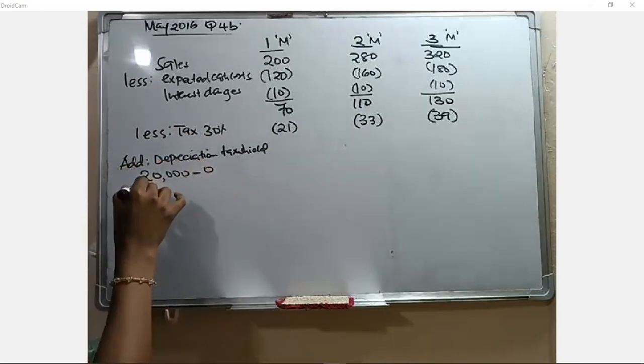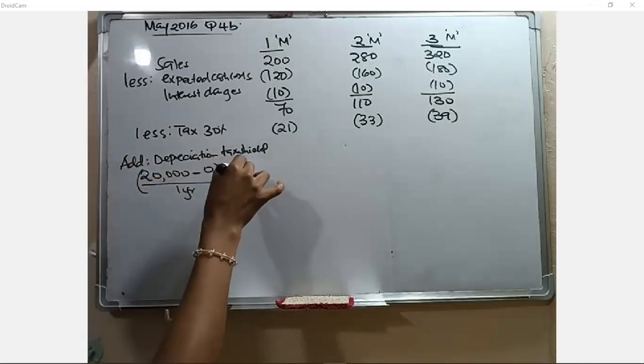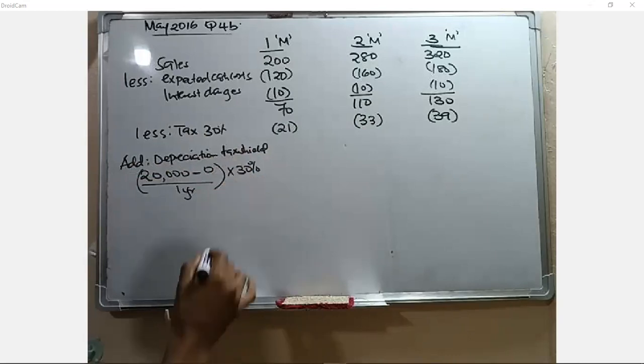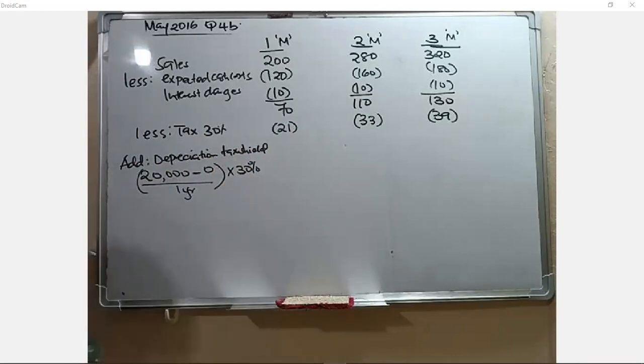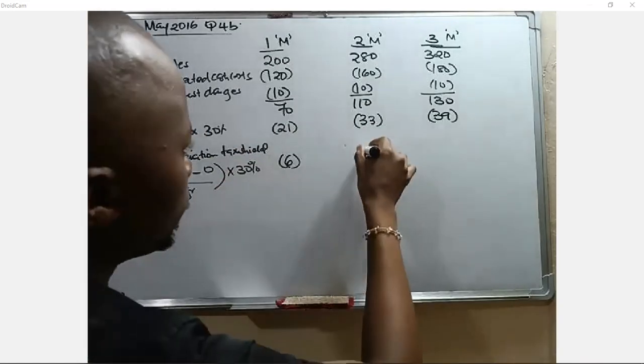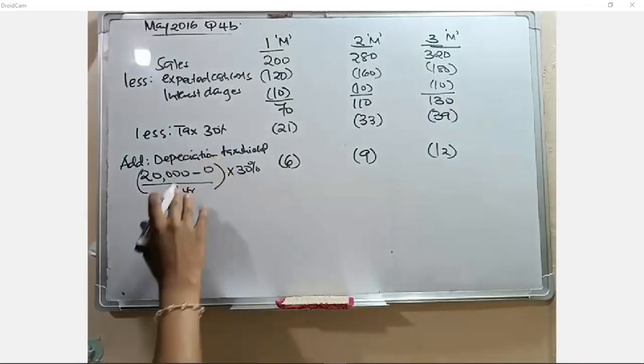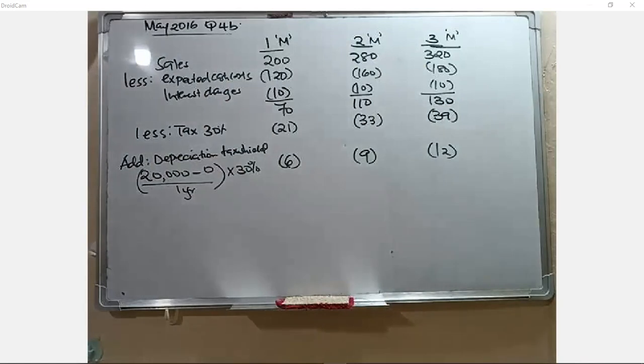You know how you normally calculate the depreciation tax shield. Then you multiply by 30%, right? So this one is equivalent to 6. So just put here 6. Then the second one, I just take the figure given, I multiply by 30%. So the second one will be 9, and then the last one will be 12. Because every year has its capital allowance. Now from there, let us get the totals here.